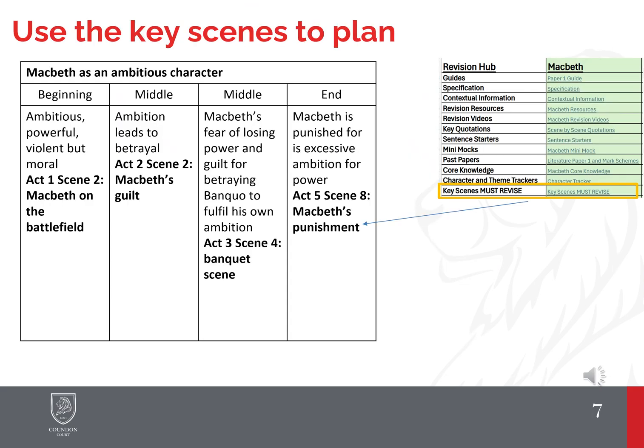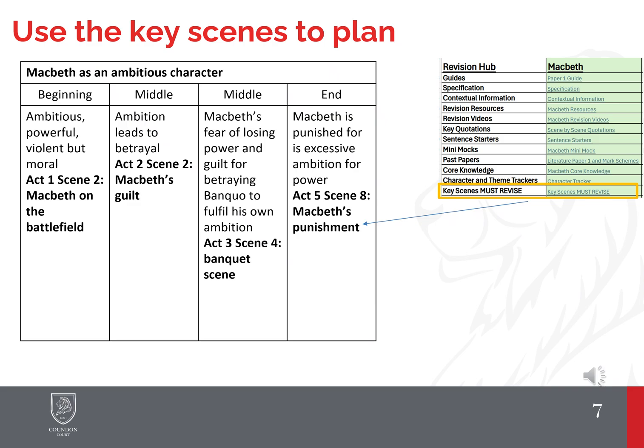So once you've gone through the extract and you've annotated the question with the wider themes, then you need to plan for answering that question. And you can see here that, again, I'm referring to those "Key scenes, must revise", because they are really, really important. And I promise you that no matter what the question is in the exam in 2 weeks' time, these scenes will be able to be used. So it's so important that we know them really, really well. So I've created this plan for Macbeth as an ambitious character based on using the key scenes that are on that revision hub.